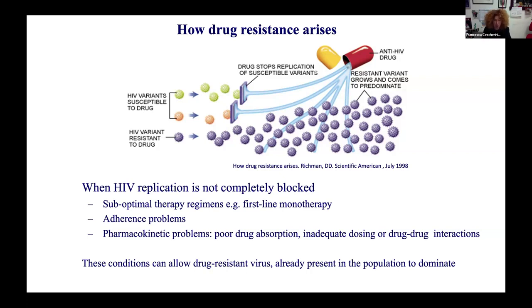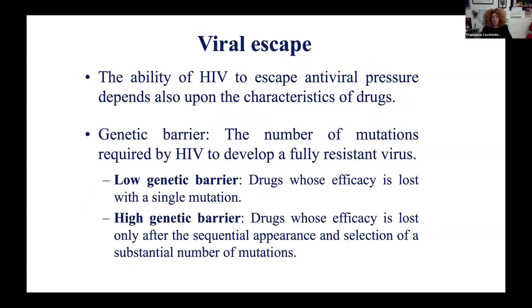And when HIV replication is not completely blocked, particularly in the past with suboptimal therapy regimens, and we did in the past, unluckily, many first-line monotherapies. And we could also have adherence problems or pharmacokinetic problems. So another important point is that HIV can escape antiviral pressure, not only because of the intrinsic property of the virus, but this also depends on the characteristics of the drugs.